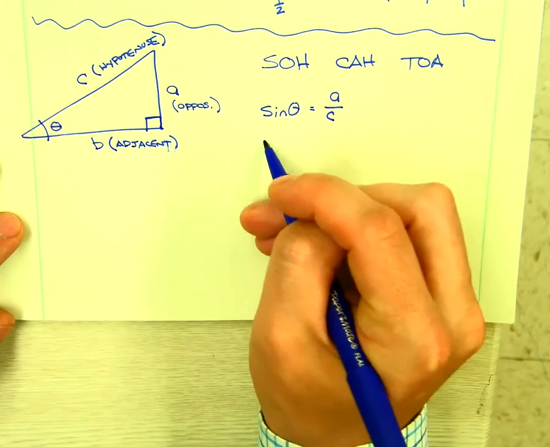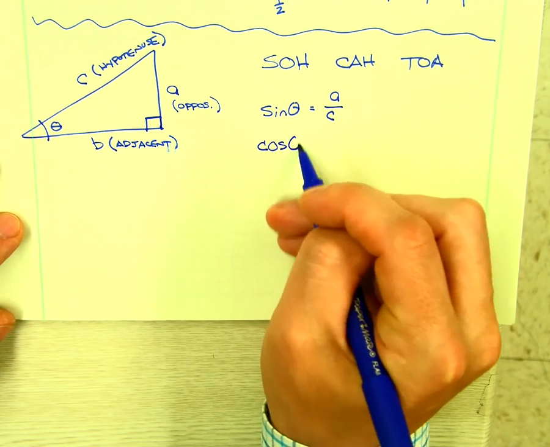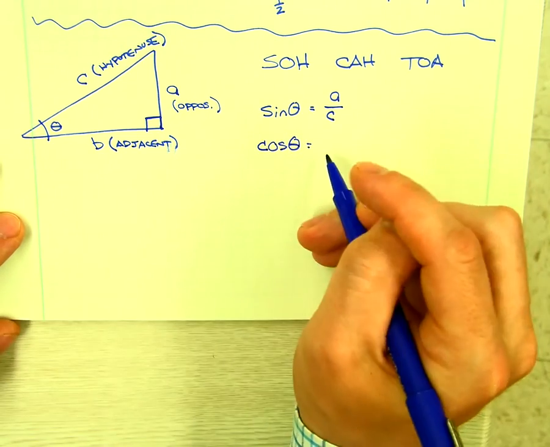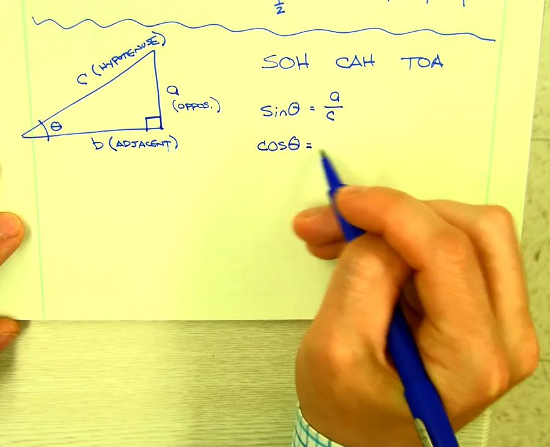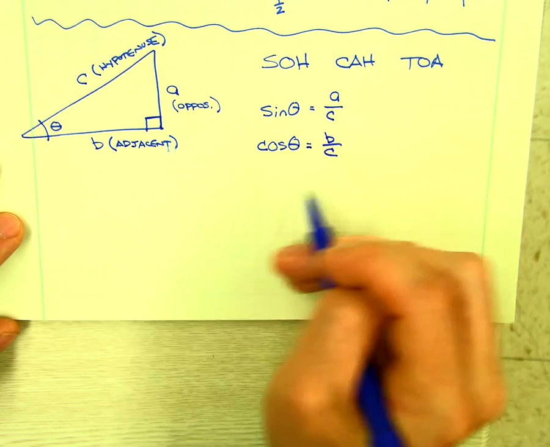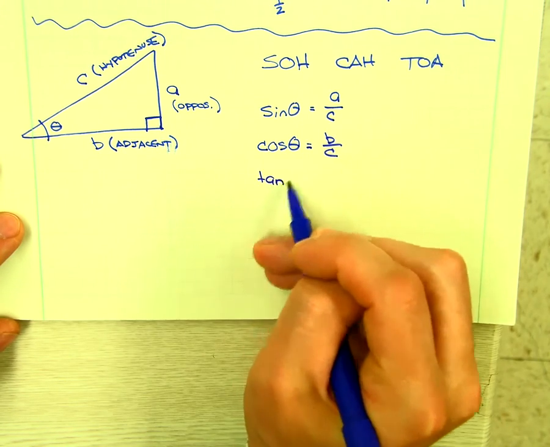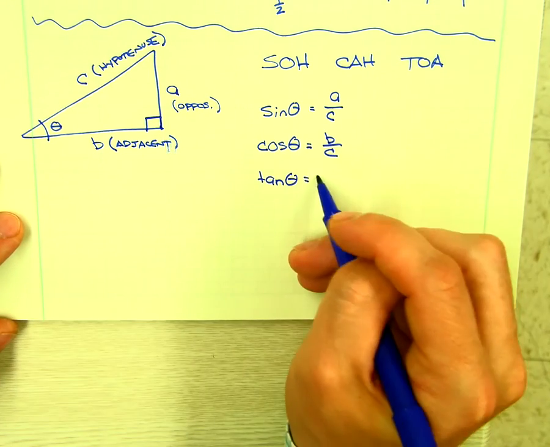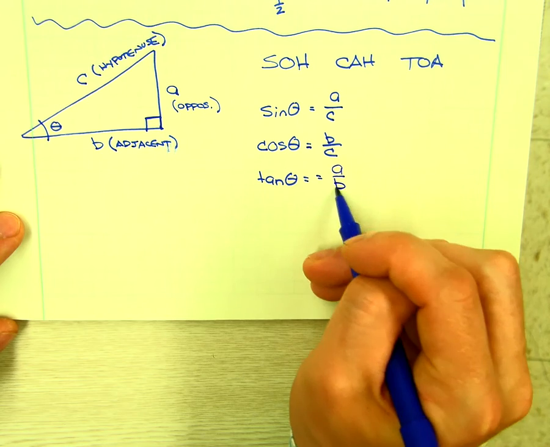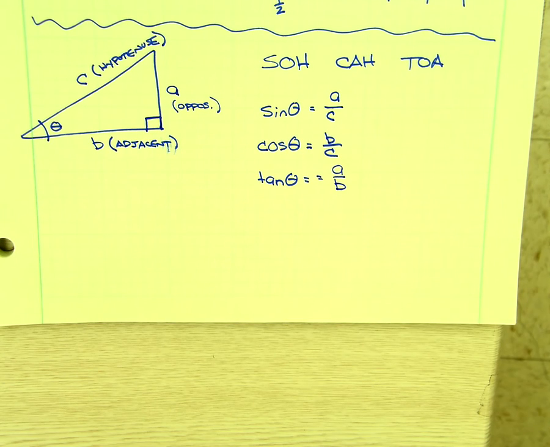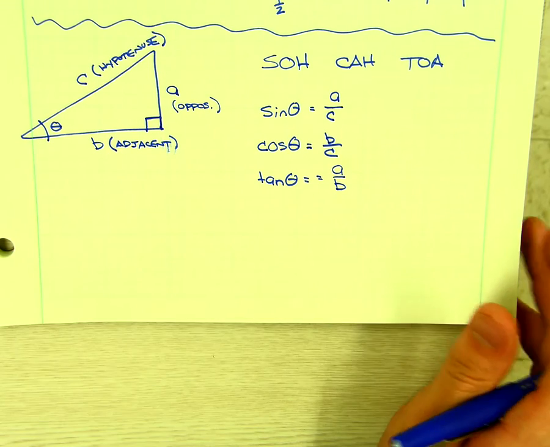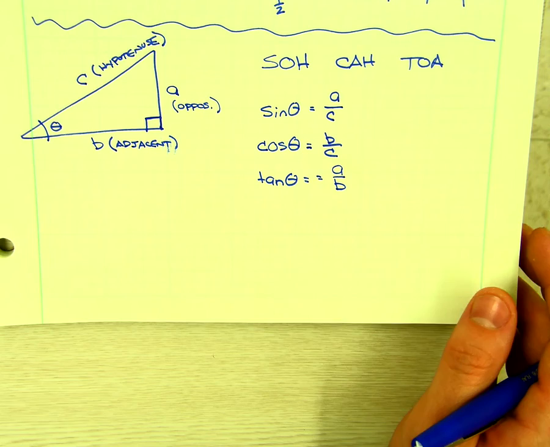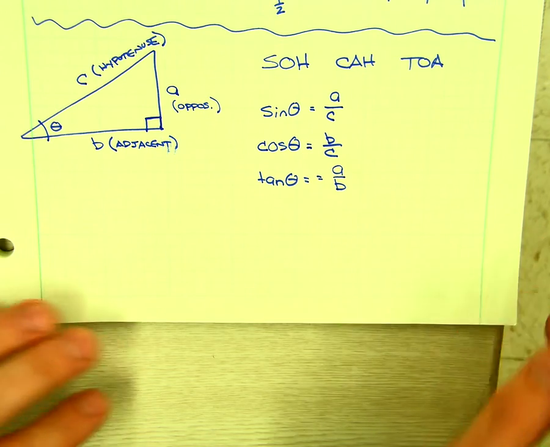Now, if I expand this out, I can also do the cosine. Cosine in this case is going to be B divided by C, and tangent is opposite over adjacent, which is going to be A divided by B. Now this does relate back to the unit circle. I'll let you guys figure out what that relationship is, or we can delve into that a little bit more in class.